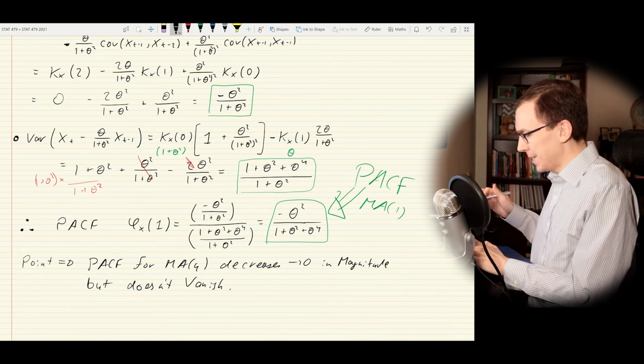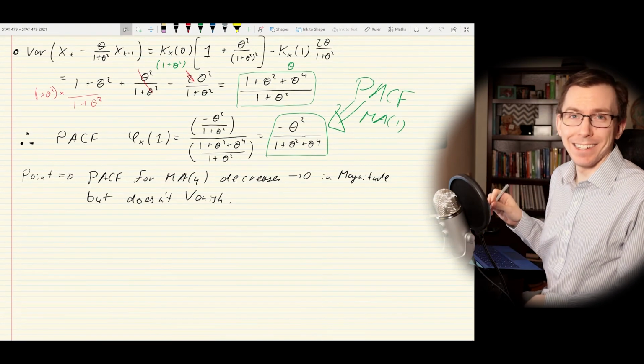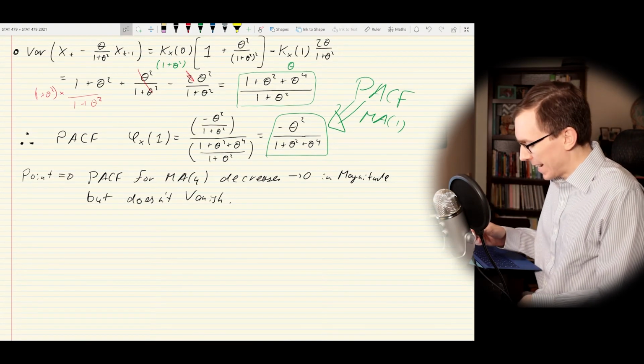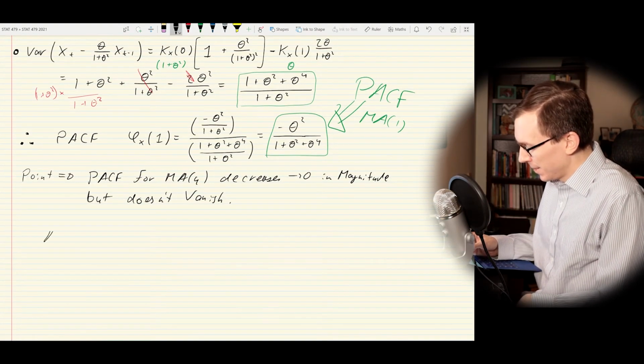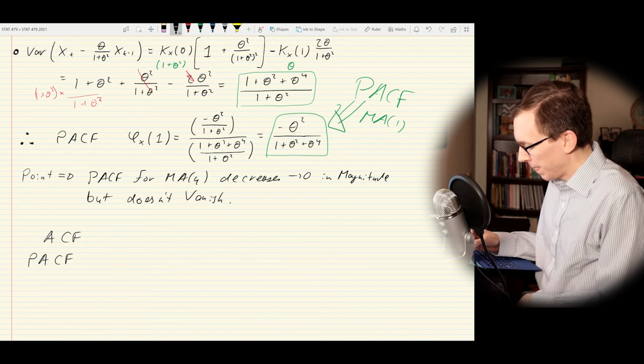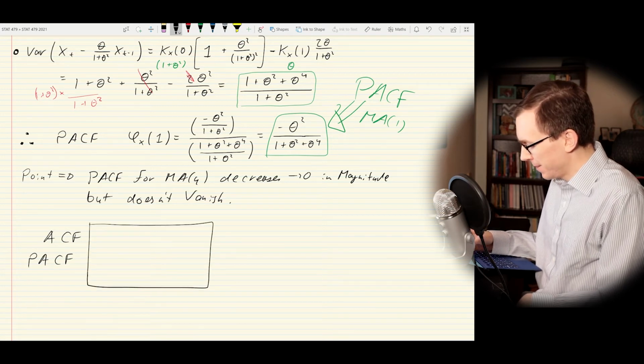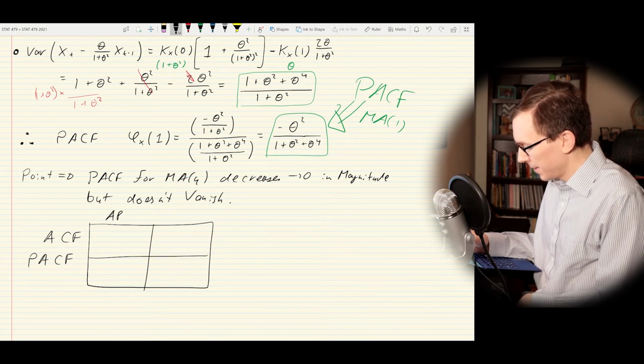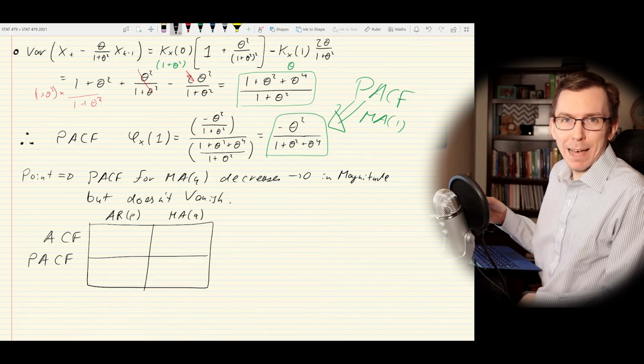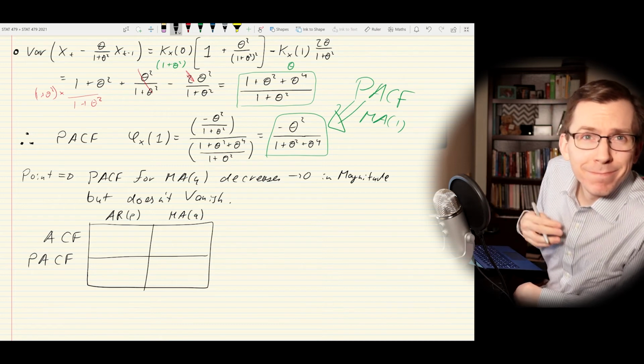So that leads us to a table, which I'm going to write down, and then we're going to look at some examples. So in summary, we have ACF, we have PACF, we have AR(p), and we have MA(q). So what happened in this case?